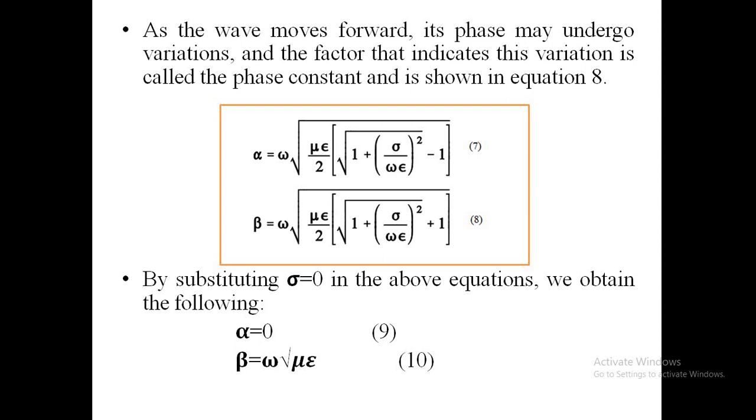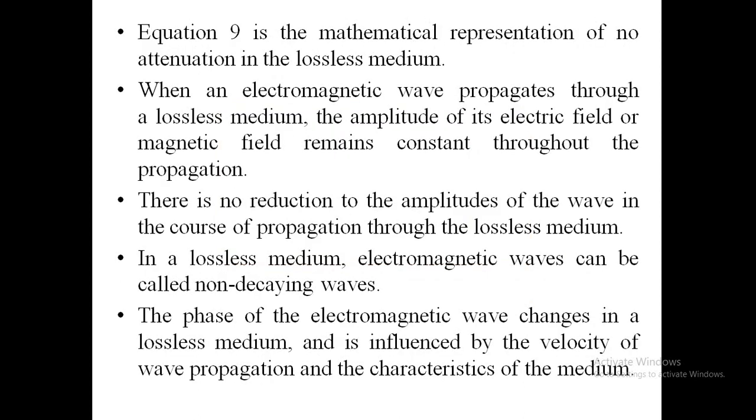As the wave moves forwards, its phase may undergo variations, and the factor that indicates this phase variation is called the phase constant, which is represented in equation 8. By substituting the conductivity sigma equal to 0 in the above equations, we can obtain the value of attenuation constant alpha as 0 and the phase constant beta can be given as omega by root of mu epsilon. So equation 9 is the mathematical representation of no attenuation in a lossless medium.